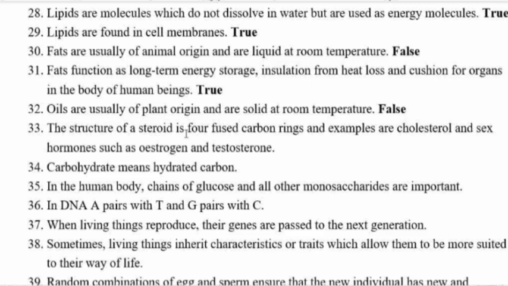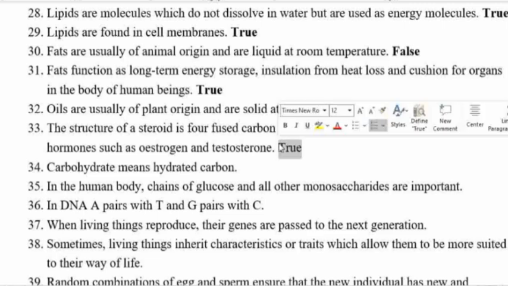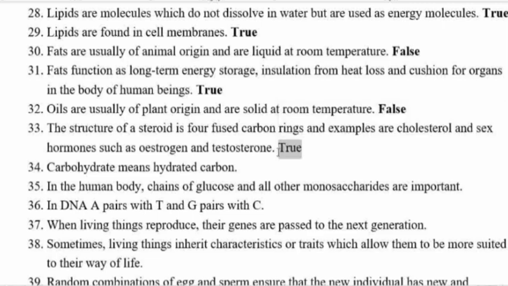Number 33. The structure of a steroid is 4 fused carbon rings, and examples are cholesterol and sex hormones such as estrogen and testosterone. This one too is true. So the structure of a steroid is 4 fused carbon rings, and the example is cholesterol. I think I've indicated this one earlier. Cholesterol is a steroid, and the sex hormones, estrogen and testosterone, are also steroids.